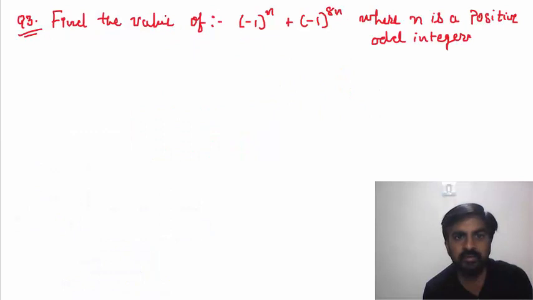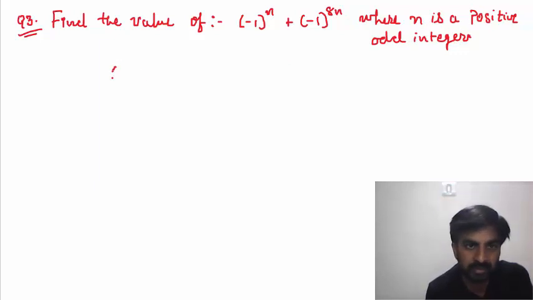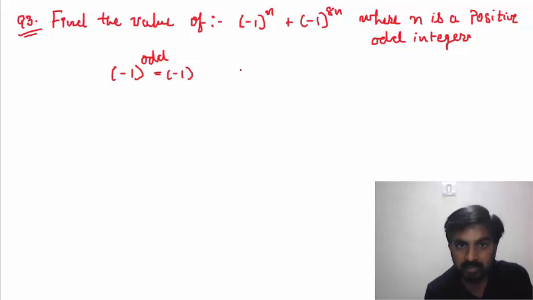Find the value of minus 1 raised to n plus minus 1 raised to 8n, where n is a positive odd integer. You need to keep in mind that n is a positive odd integer. First of all, when minus 1 is raised to an odd power, you will always get the answer minus 1. But when minus 1 is raised to an even power, you will get positive.